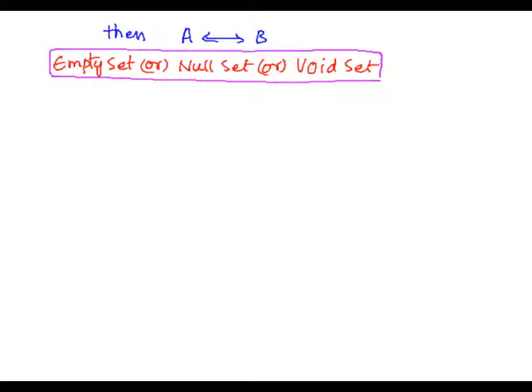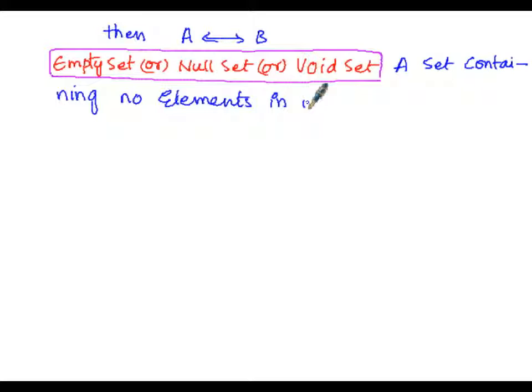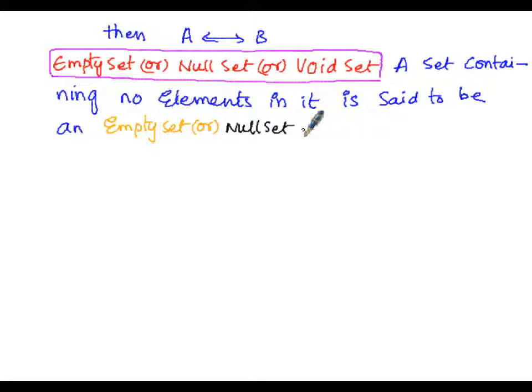So here, a set containing or consisting of no elements in it is said to be an empty set, or null set, or in other words the void set.